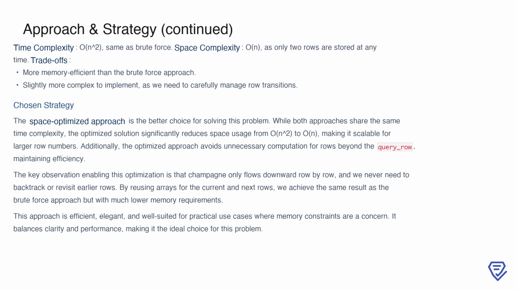The optimization is based on the key observation that champagne flows strictly downward, so we never need to revisit previous rows. By reusing arrays for the current and next rows, we achieve the same result as the brute force method without the overhead of storing the entire tower. This balance of clarity, performance, and memory efficiency makes the space-optimized approach the ideal choice for solving this problem in a practical and scalable manner.